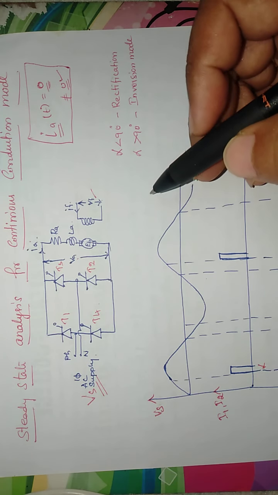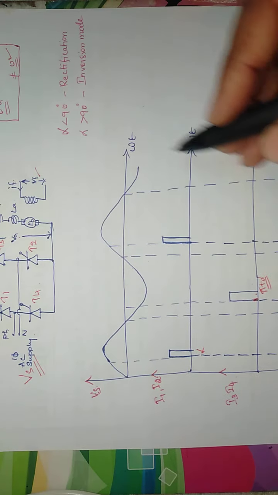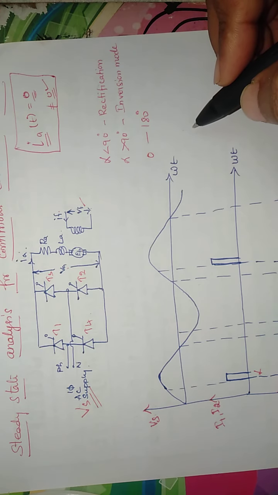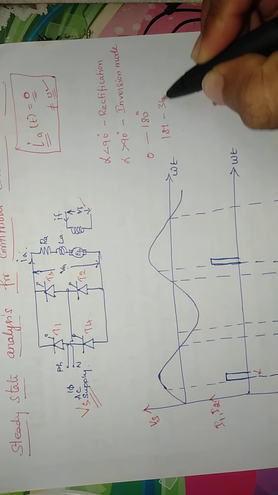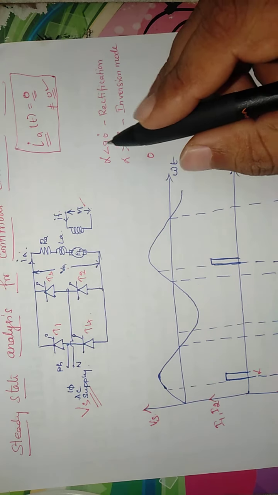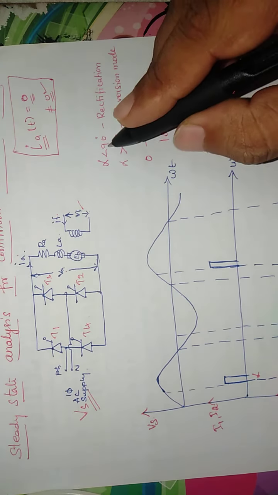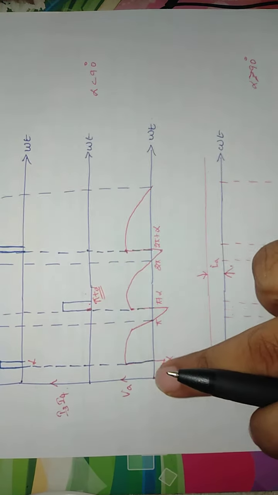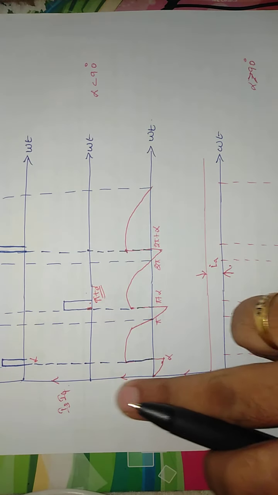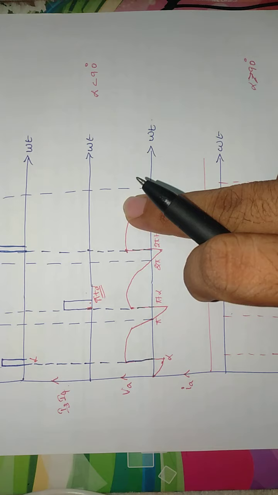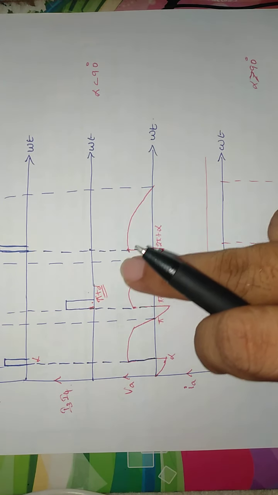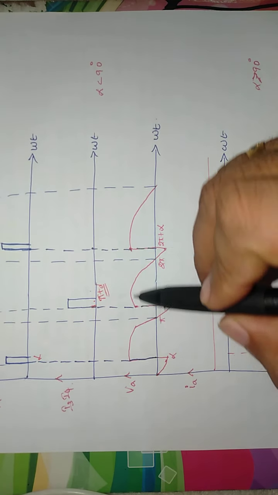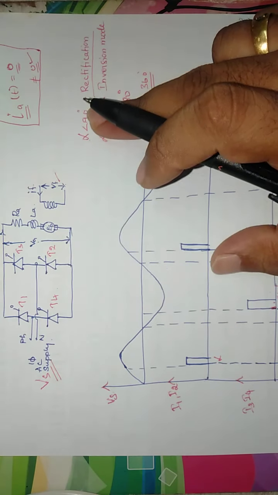Here we can have 2 types of firing signals. The firing signal starts from 0 to 180 degrees for one half cycle, and 181 to 360 degrees for the next half cycle. If you choose a firing angle below 90 degrees, the output will be on the positive side, because this area is plus and this area is minus, so in the positive side we get output if alpha is less than 90 degrees.